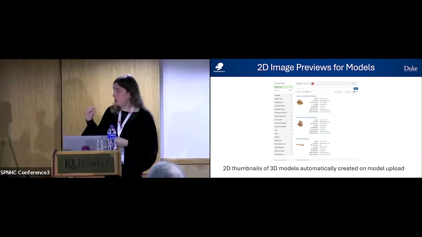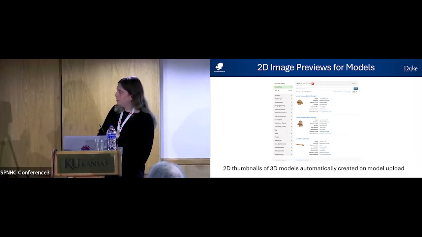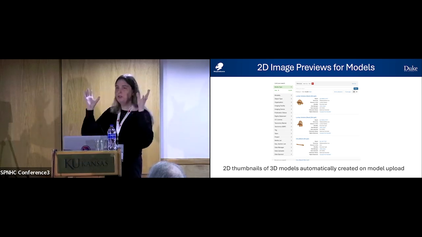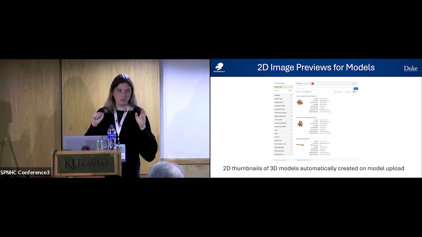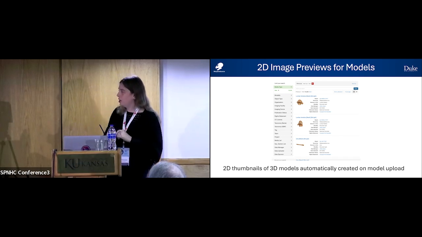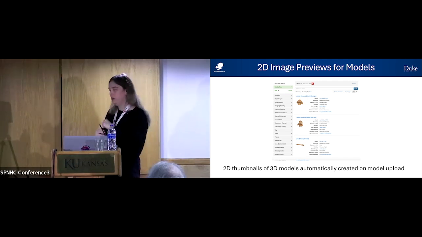All right, if you have gone to our search page or look at our project pages recently, you may have noticed that there are 2D image previews for 3D models where previously some did not exist. So we have started automatically generating 2D. If you upload a 3D model to Morphosource, we automatically generate a 2D image preview for you. You can also upload a custom one.